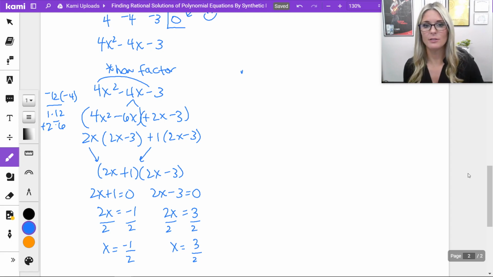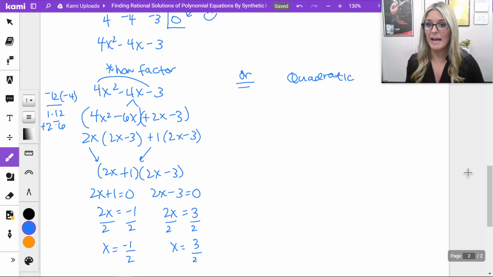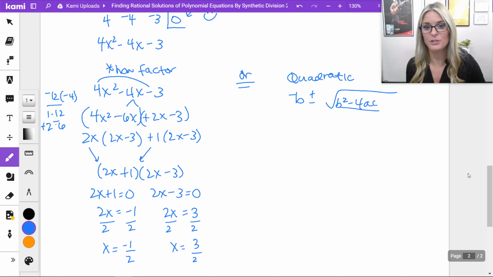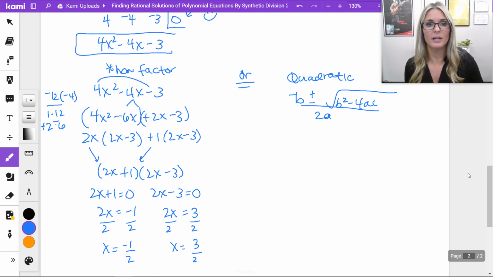Now let's also model that you could use quadratic formula. Some of you don't like factoring, so you can always use quadratic formula. Negative b plus or minus the square root of b squared minus 4ac all over 2a. Again, not on our reference sheet. If you're going to use it, you're going to need to memorize it. In our polynomial, looking over here on our work, our a value was 4, b is negative 4, and c is negative 3. So let's plug that in.